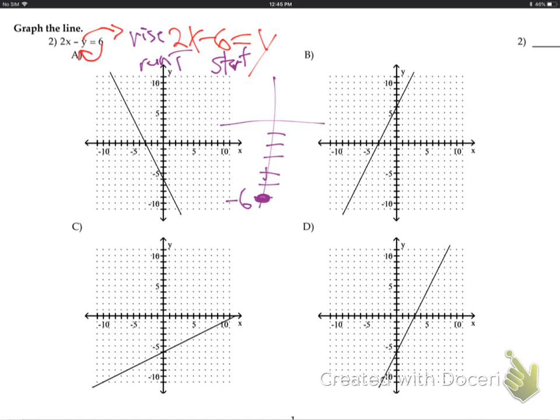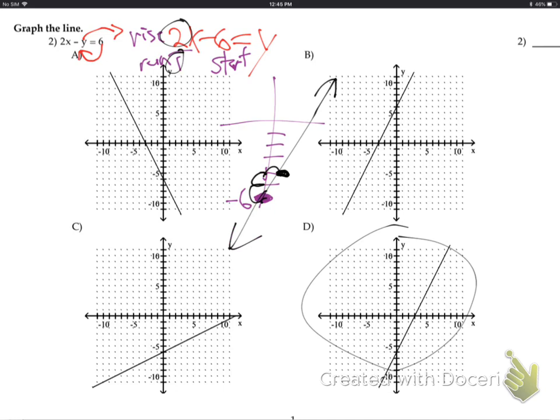All right. So down 6. So there it is. There's where it starts. Rise over run. Go up 2 over 1. Up 2 over 1. Up 2 over 1. That good? Connect the dots. That's the line. Which of them looks like that? D. Yeah, D for sure.